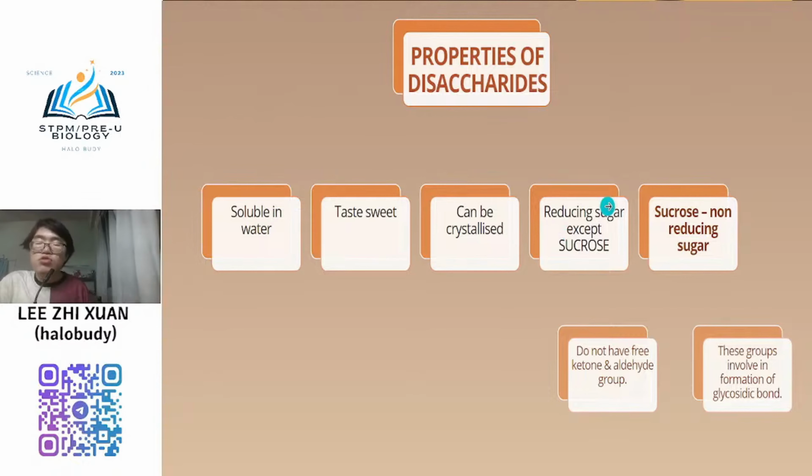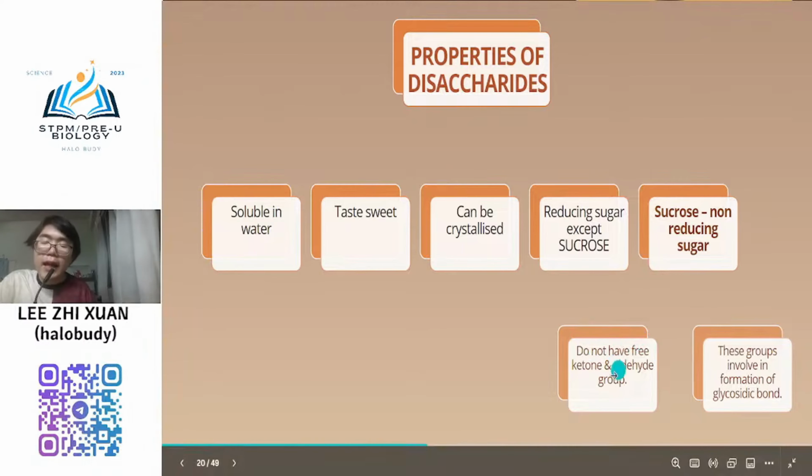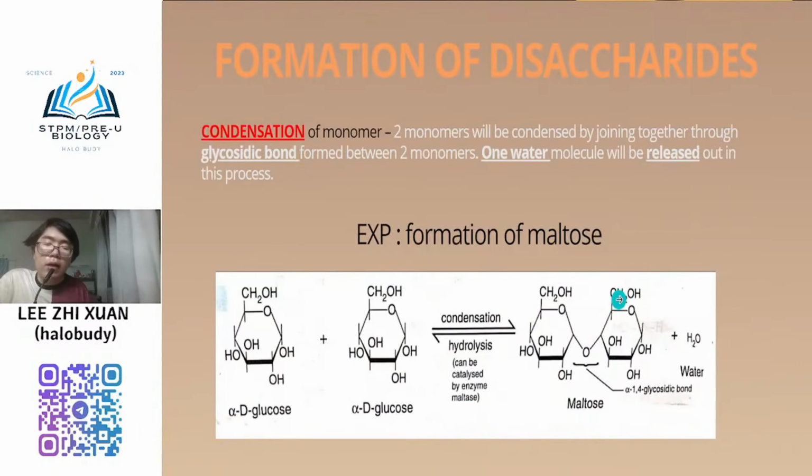all of them are reducing sugars except sucrose. Why is sucrose not a reducing sugar? Because sucrose does not contain any free ketone or aldehyde group. And if we want to have a reducing sugar, you need to have a carbonyl group. If you do not have any carbonyl group inside your sugar structure, meaning that it is not a reducing sugar, no reaction as well. So for this group, the carbonyl groups of the glucose and galactose are already involved in the glycosidic bond. Later we will see how this works.